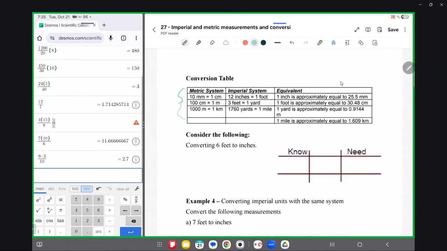Okay. For the imperial system, there are 12 inches in a foot. That's the one we're going to use. 3 feet in a yard, and then 1,760 yards in a mile.